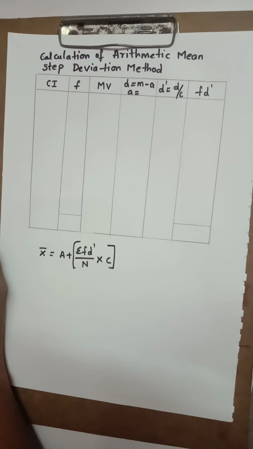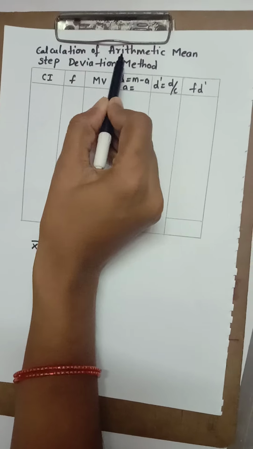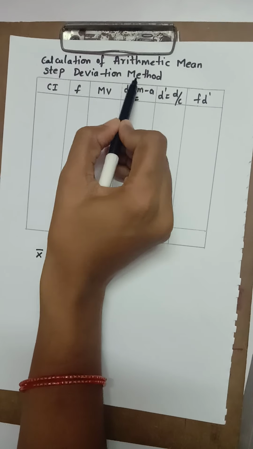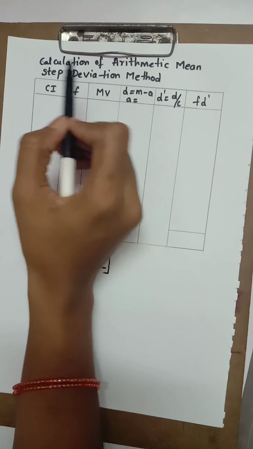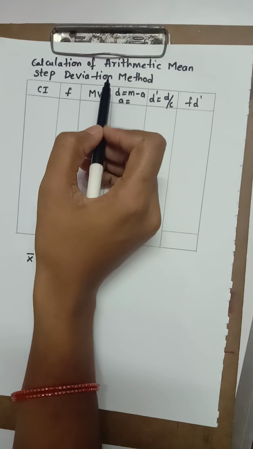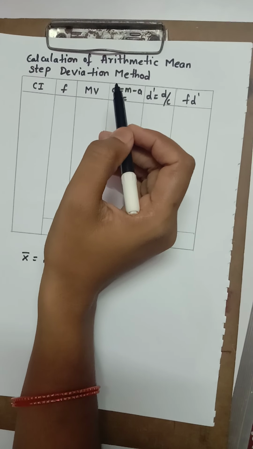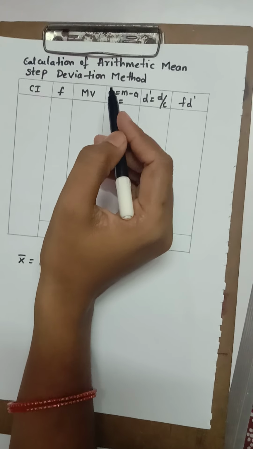Welcome to Genius Tutorial. Today I am going to explain calculation of arithmetic mean by the step deviation method. The step deviation method is a little bit difficult for some students to calculate. I will show the easy method to calculate the arithmetic mean using the step deviation method.